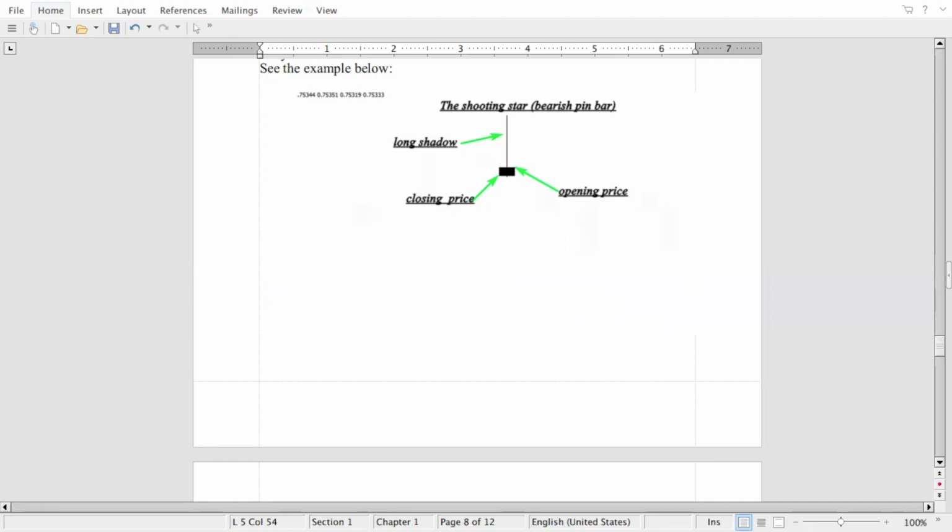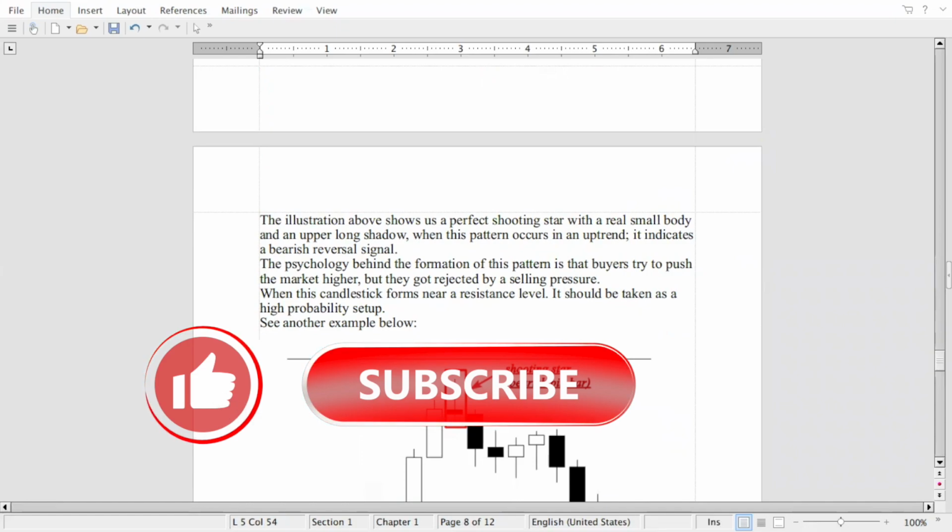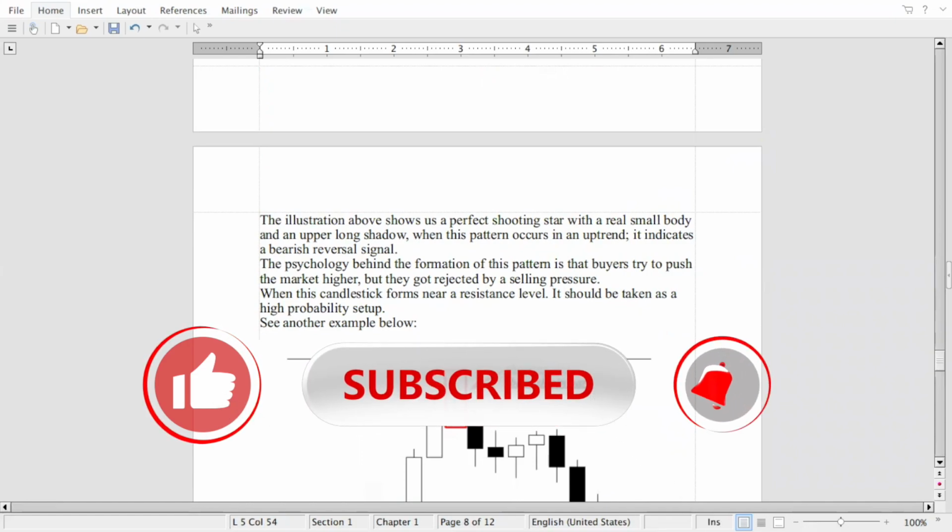And if you look at what it says, the illustration above shows a perfect shooting star with a really small body and an upper long shadow. When this pattern occurs in an uptrend, it indicates a bearish reversal signal, meaning the trend is now turning bearish. As I said in my previous classes, when you see a bearish reversal, that means you sell, because the trend is going to go down.